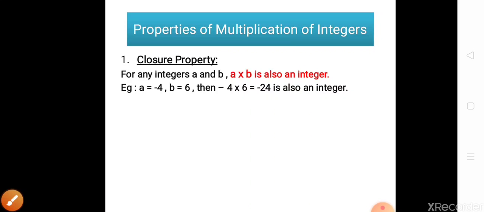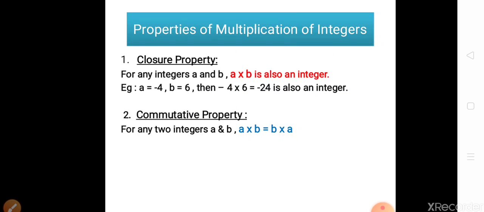If you take two negative integers, the product will be a positive integer, which is also an integer. So the closure property truly follows, right? Then next we have the commutative property. It is almost similar to what we learned in addition: for any two integers a and b, a into b is always equal to b into a.